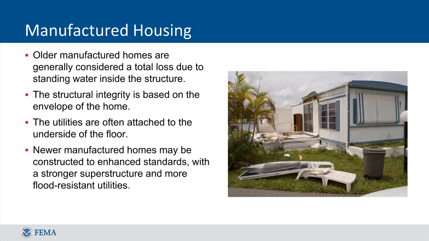It is possible that manufactured housing will be encountered during inspections. If an older manufactured home is damaged, it will usually be considered a total loss. For example, a few inches of water can provide the same amount of damage as several feet of water in a site-built home, because of the impact on the overall structural integrity when the floor and subfloor are damaged. Also, all of the utilities are attached to the underside of the floor. Newer manufactured homes can be constructed to more disaster-resistant criteria with a stronger superstructure and more resistant utilities.